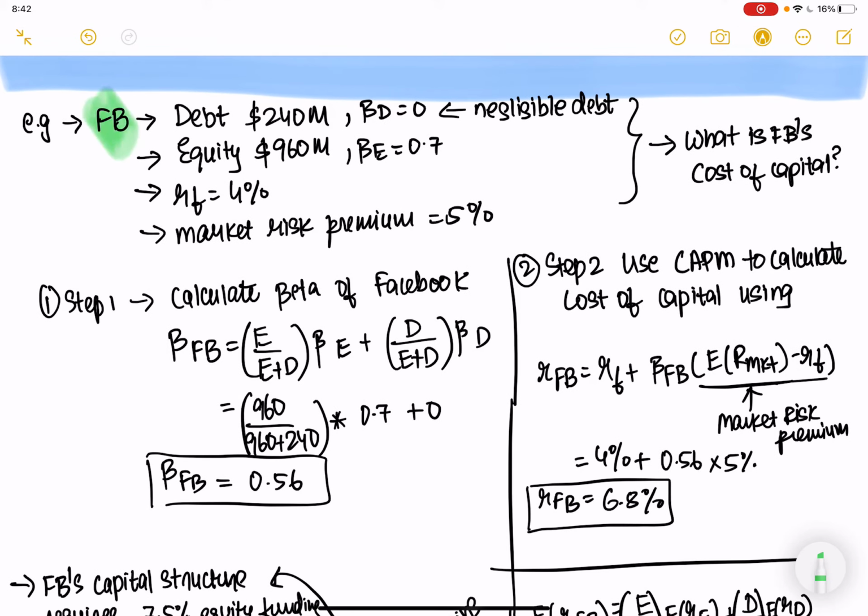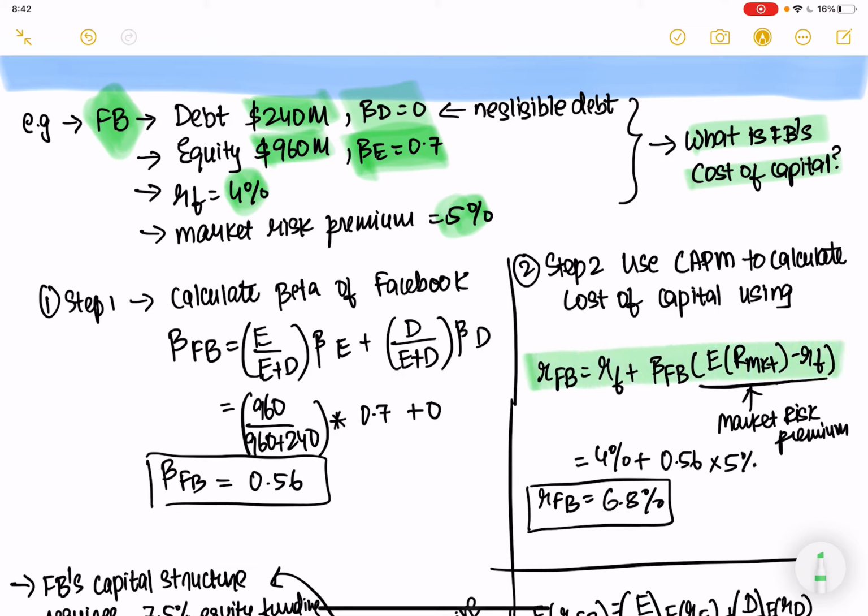So take another example. Let's say Facebook has a debt of 240 million, equity of 960 million, the risk-free rate in the market is 4%, and the market premium is 5%. With a beta of equity of 0.7 and a beta of debt of 0. What is Facebook's cost of capital? How do you do that? Cost of capital basically is the CAPM formula, right?